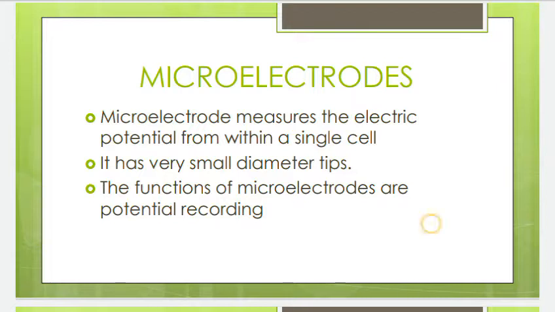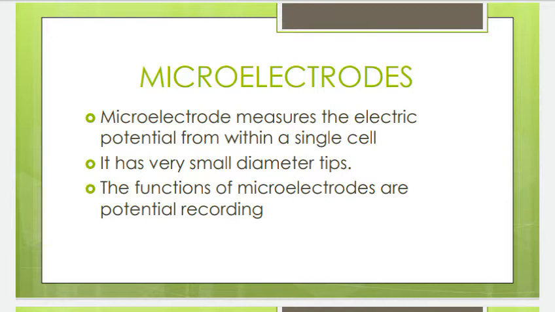During measurement of the potential of the cell, the microelectrode is placed within the cell and the reference electrode is placed outside the cell. We all know that to measure the potential we need two electrodes. One electrode is placed inside the cell and another electrode is placed outside the cell. The diameter of the tip of the microelectrode ranges from 0.5 to 5 microns.